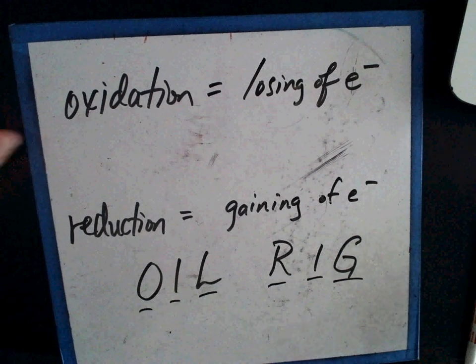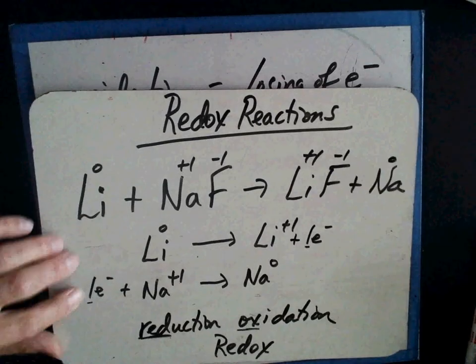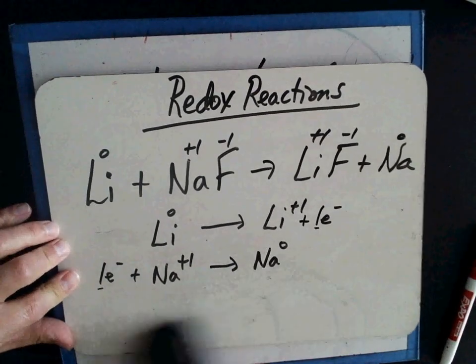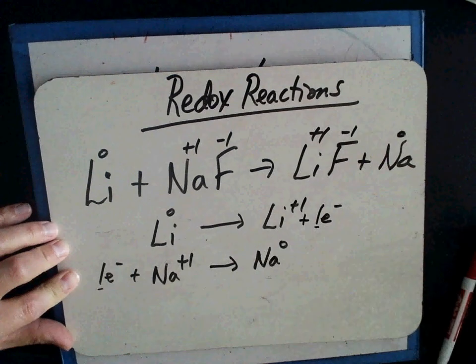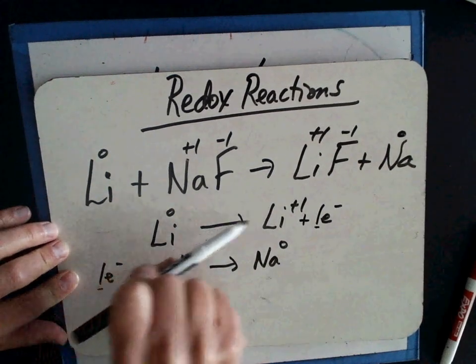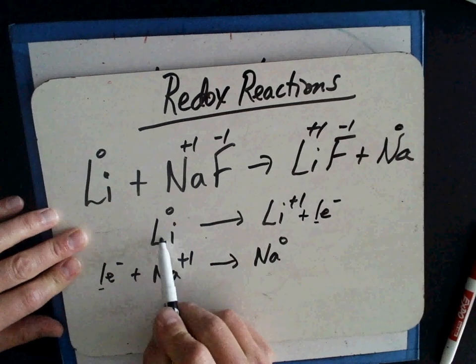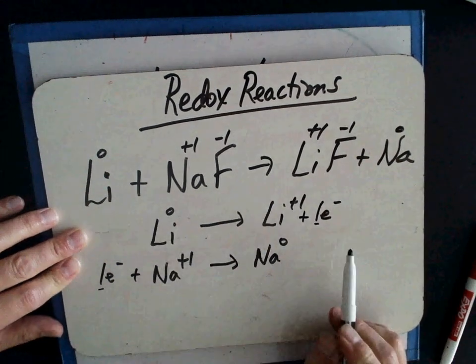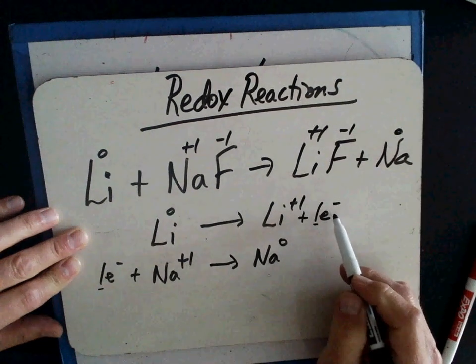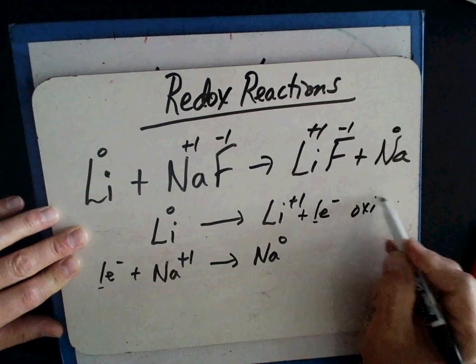All right. Now, what I want to do is take the example that we just had. Take out these words here for a minute. So let's see what's happening. Now notice how the arrow is going from left to right. So we're talking about this reaction going this direction. What is lithium doing going from here to here with its electrons? It's losing it. So if I deal with oil rig, this is my oxidation.